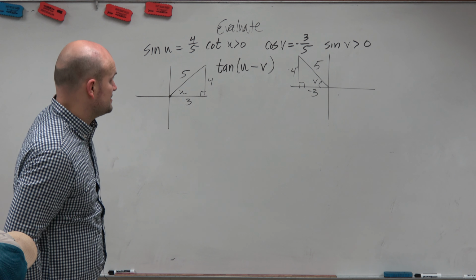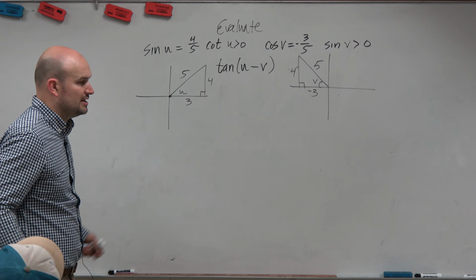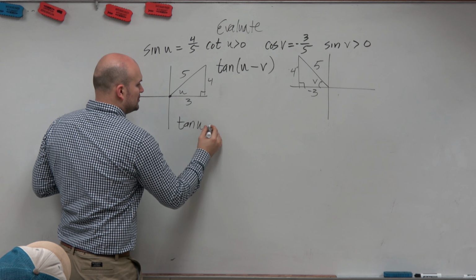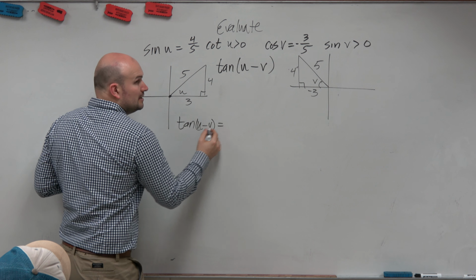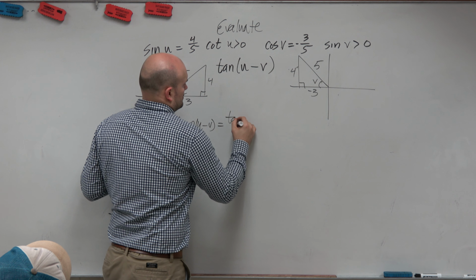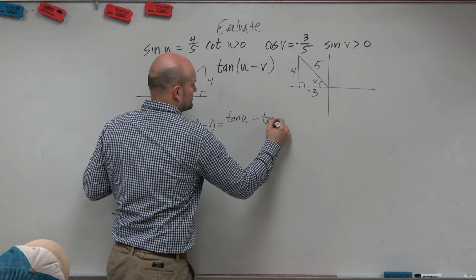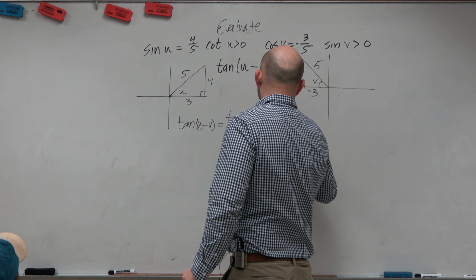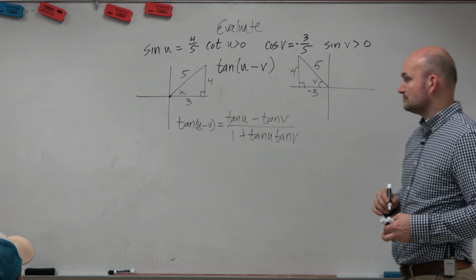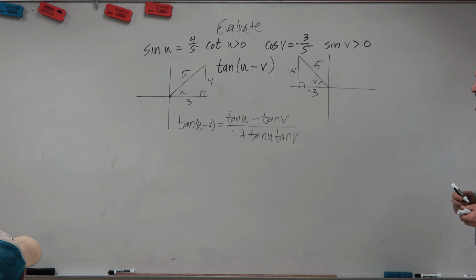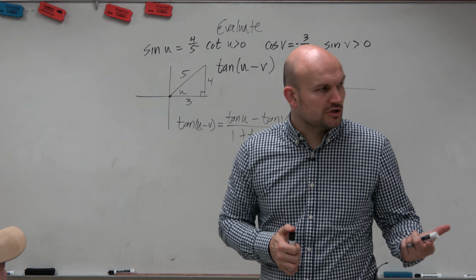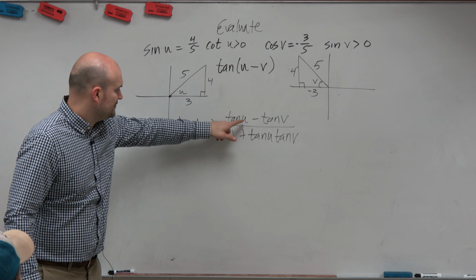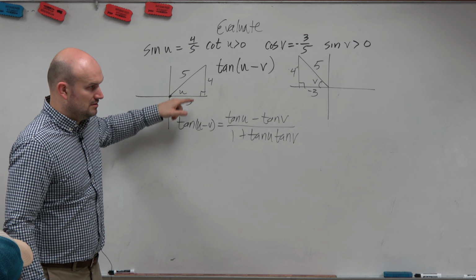So we need to evaluate tangent of u minus v. So again, let's just plug in the formula. So we have tangent of u minus v equals tangent of u minus tangent of v all over 1 plus tangent of u tangent of v. OK? And now, guys, we're not using the unit circle to evaluate these, but we are using the triangles to evaluate. So do we know what tangent of u is? 4 over 3.